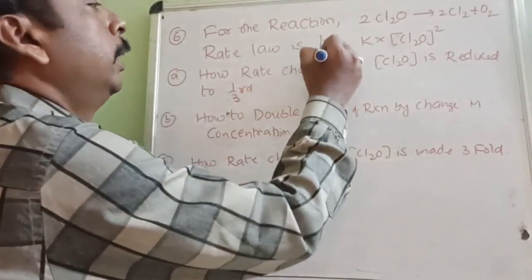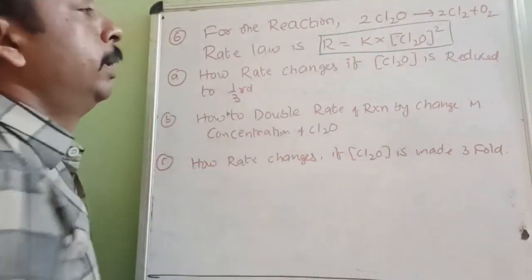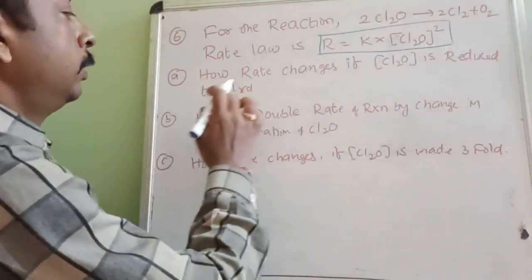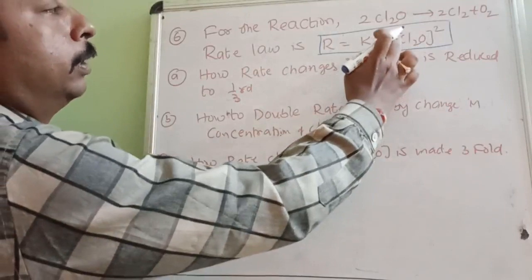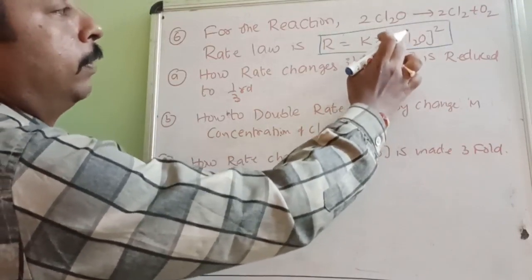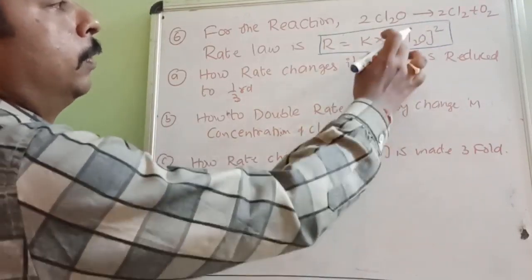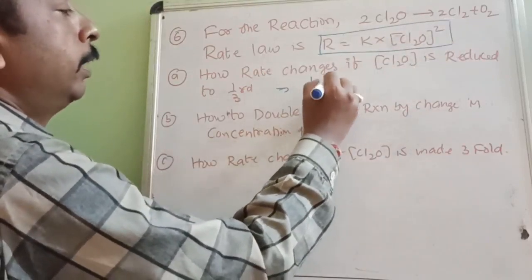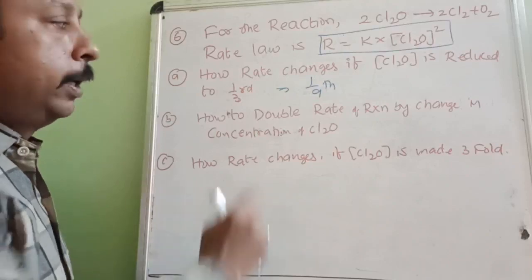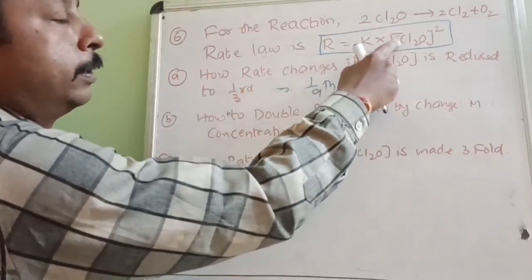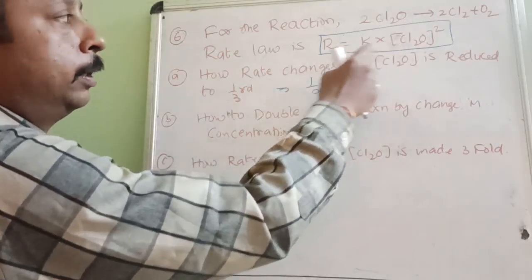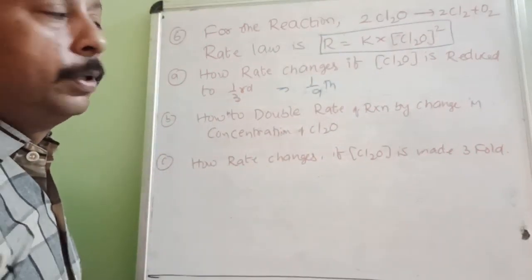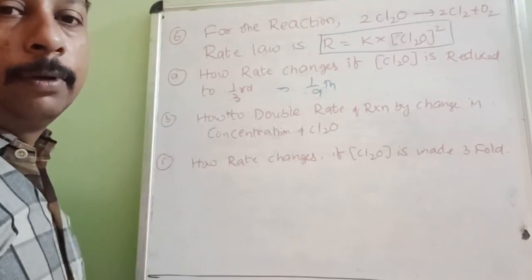So this is the rate law derived from the experiment on their own. Okay, how the rate changes if Cl2O is reduced to 1/3. So that means in place of Cl2O it will be 1/3 of Cl2O. So 1/3 will be square, so rate of reaction will become 1/9. So when concentration is reduced by 3 times, rate of reaction will be reduced by 1/3 to the power of 2, that is 1/9 times it will become.